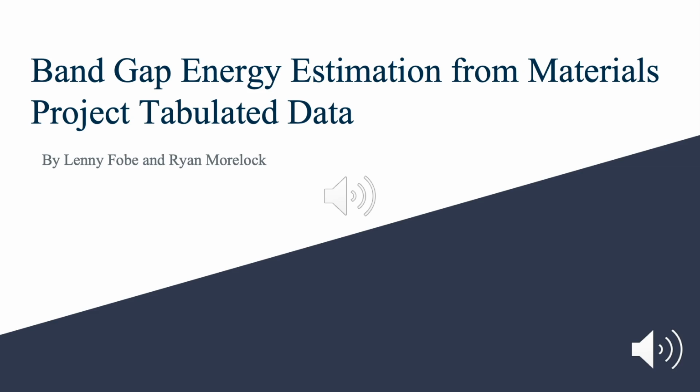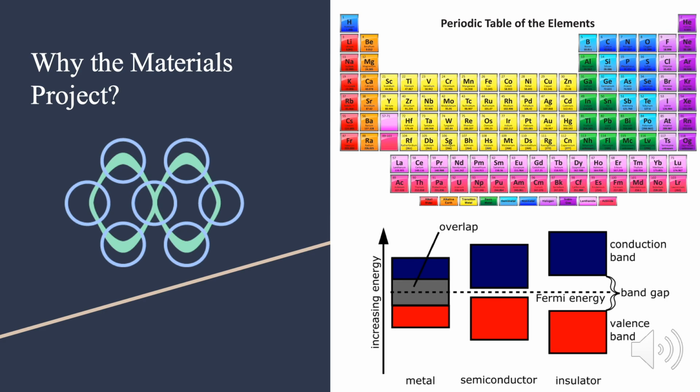And our machine learning project will look to estimate the bandgap energies of inorganic crystalline solids from tabulated material state. The Materials Project is a database that stores experimentally measured and computationally derived material properties. It contains information on over 130,000 inorganic compounds. Our model will train on inorganic compound entries in this database to estimate material bandgap energies.